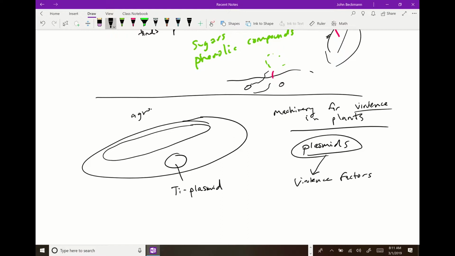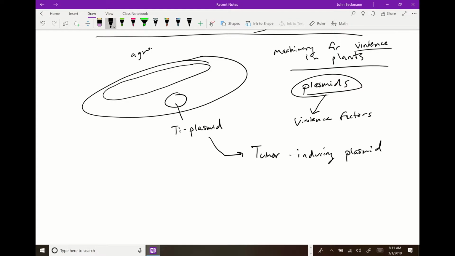Like the Ti-84? No. What does it do when it infects a plant? It causes crown gall disease. Right? And gall is what kind of a structure, I guess? It's a tumor. And so this plasmid is called the tumor-inducing plasmid. Okay? And its job is to induce tumors in plants.